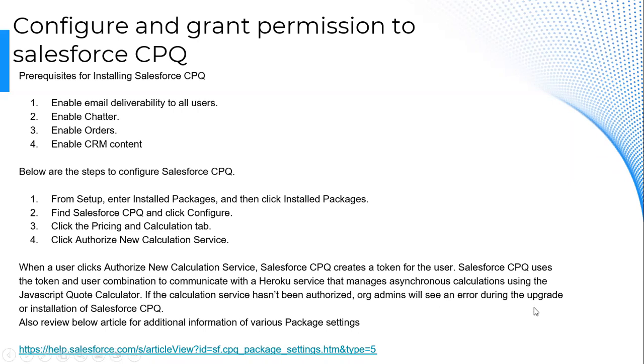One more thing: if I go back to my org, go to Setup, click on Configure, and then go to the Pricing and Calculation tab, I will not see this option, because this option is only available the first time, when it is not authorized. If you have authorized, then this option will go away. So even if I log in to my dev org, I will not be able to show you this, but once we log in, I will show you how we can perform these steps exactly.